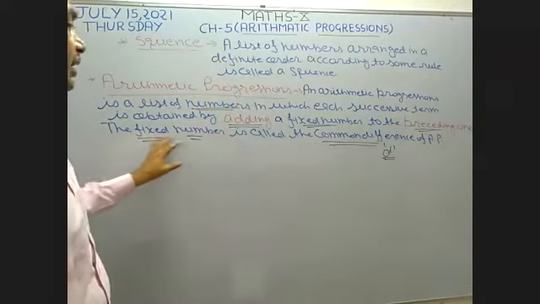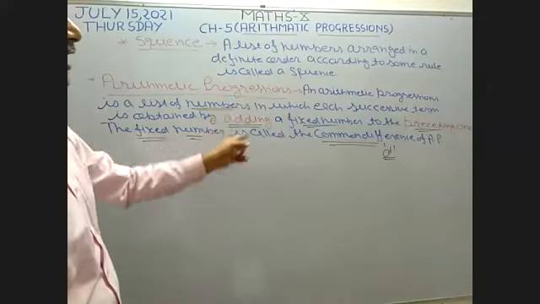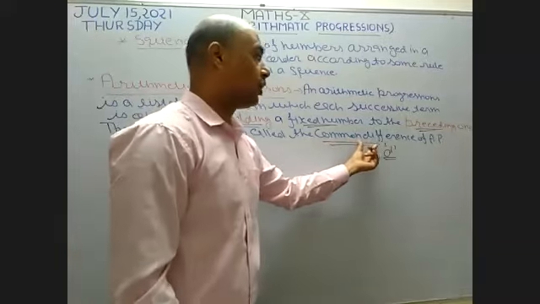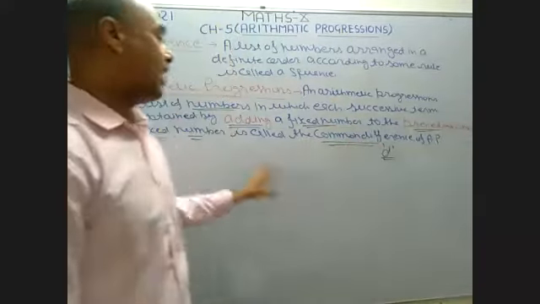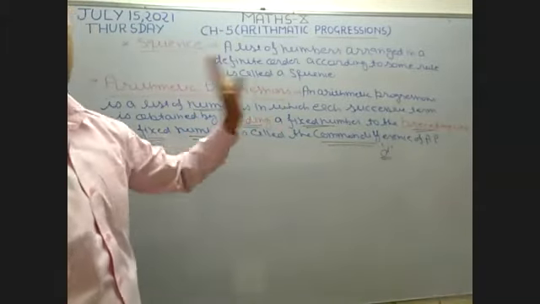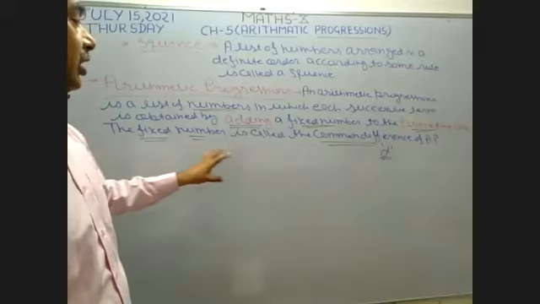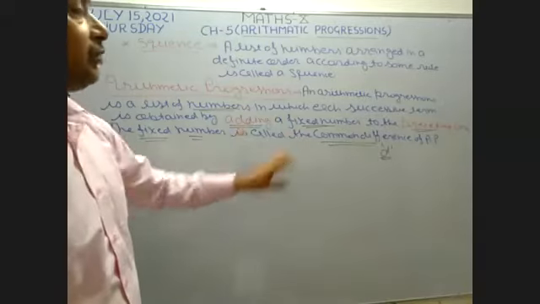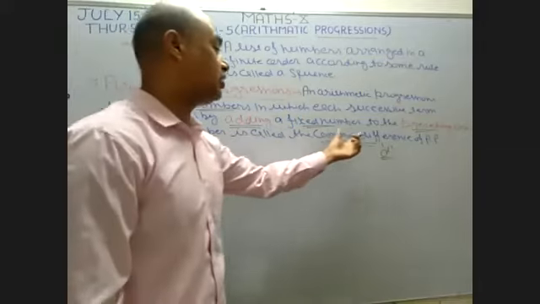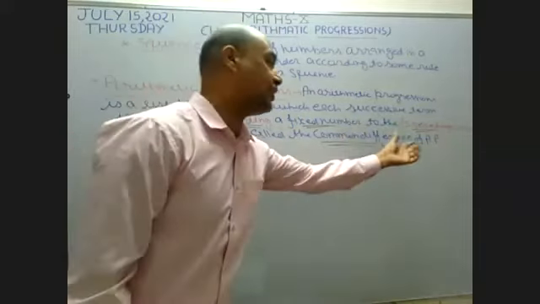And the fixed number which we are going to add again and again to the preceding term is known as the common difference. Or in other words, if any sequence has the same common difference, then it is also known as an AP.